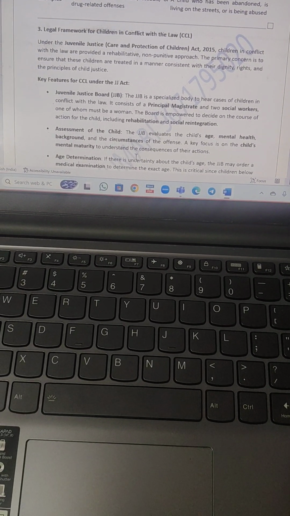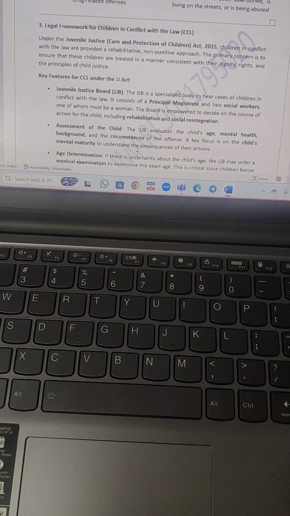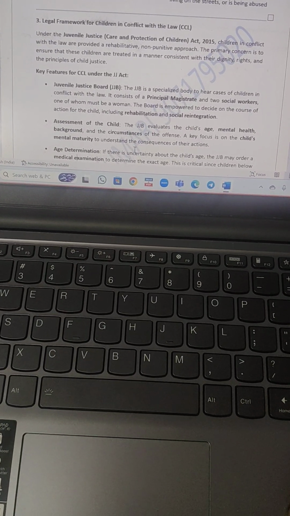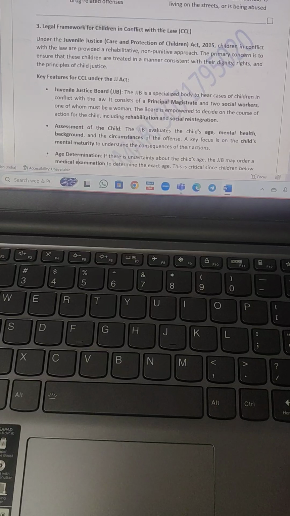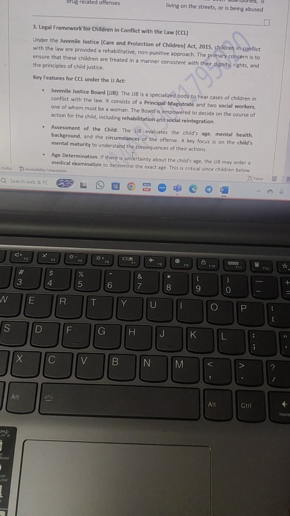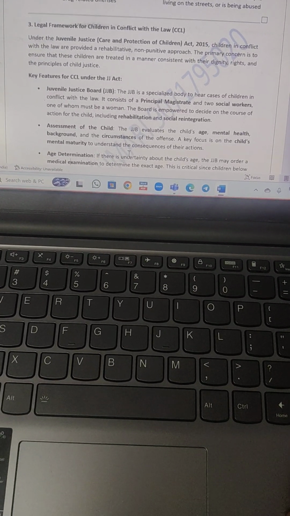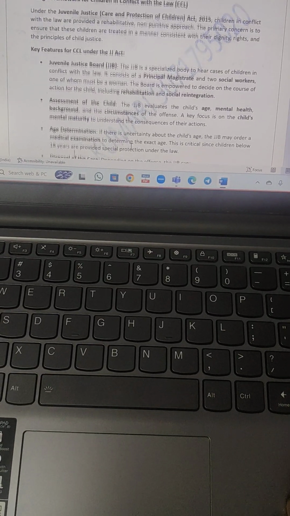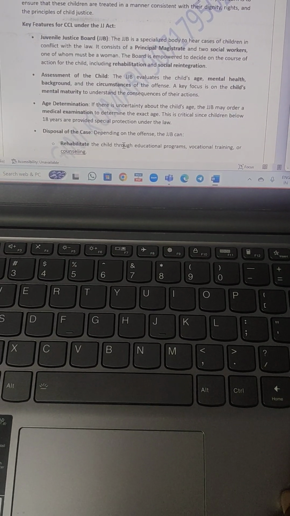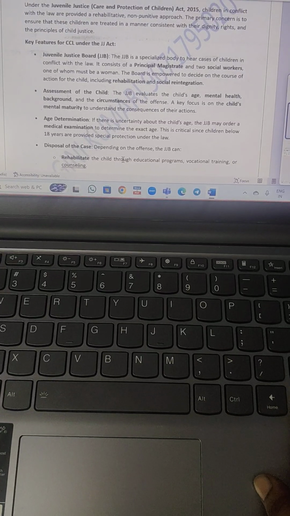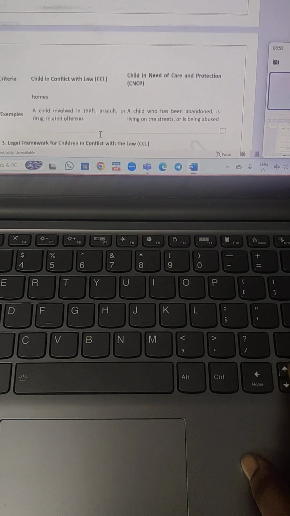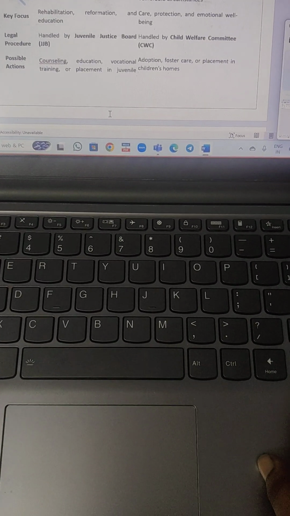So under the Juvenile Justice Act, children in conflict with law are provided rehabilitative, non-punitive approach. The primary concern is to ensure that the children are treated in a manner consistent with their dignity, right and principles of child justice. Now what are the key features of CCL? CCL, please tell me the full form of CCL.